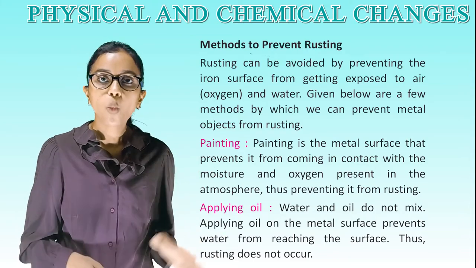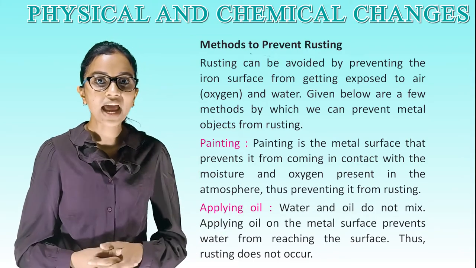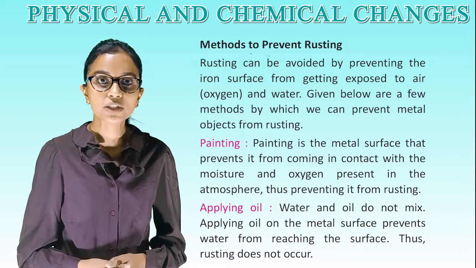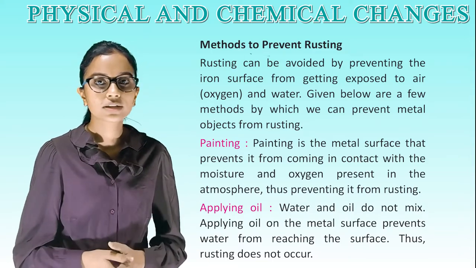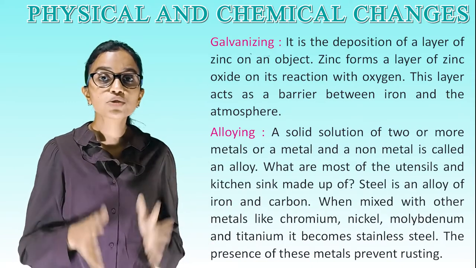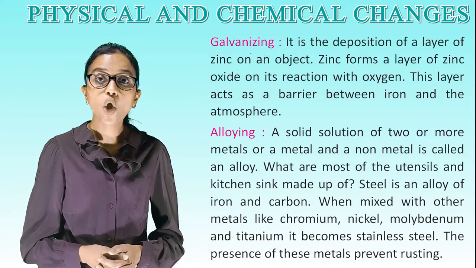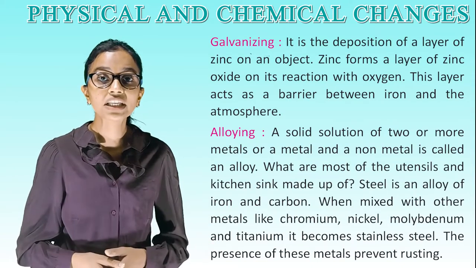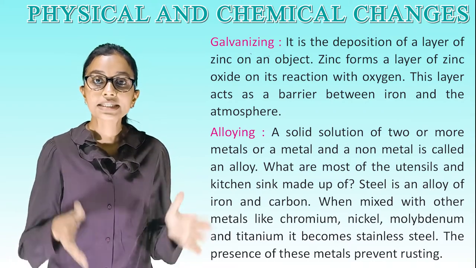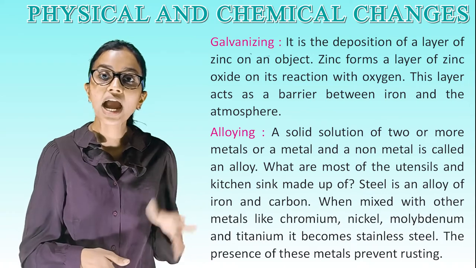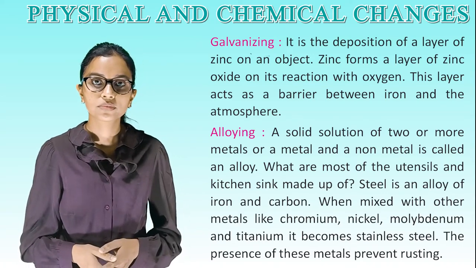Applying oil. Water and oil do not mix. Applying oil on the metal surface prevents water from reaching the surface, thus rusting does not occur. Galvanizing. It is the deposition of a layer of zinc on an object. Zinc forms a layer of zinc oxide on its reaction with oxygen. This layer acts as a barrier between iron and the atmosphere.